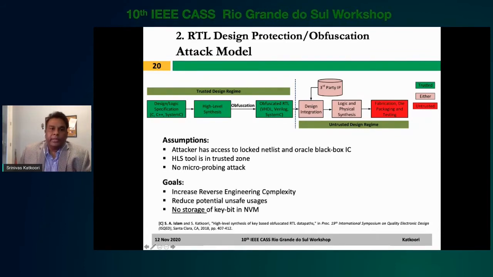So the goals here are to increase the reverse engineering complexity, so make it harder for the attacker to reverse engineer, and also reduce potentially unsafe uses. And importantly, we don't want to save the key in an external memory. When we lock the design, there is a key to unlock it. This key should not be stored anywhere, because if it is stored, then possibly the attacker can reverse engineer the key, and then he has the design. So the idea here is that we want to be able to lock it, but the key is harder to reverse engineer, and it is not stored within the design anywhere.